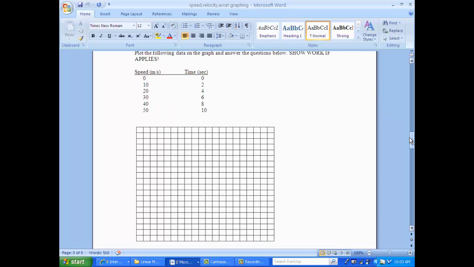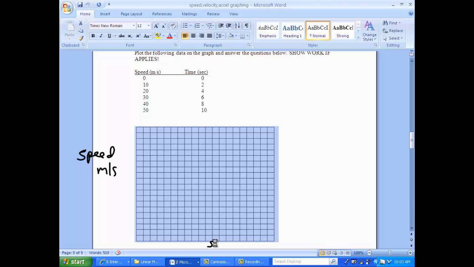All right, next one here, guys. This is a speed versus time graph. So therefore, what does the slope of a speed or velocity versus time graph show you? Speed is in meters per second. Time is in what? Seconds. So therefore, the slope of this line is showing meters per second per second. So what is the slope of this graph showing you? Acceleration. Good. So this will show you the acceleration of the object.